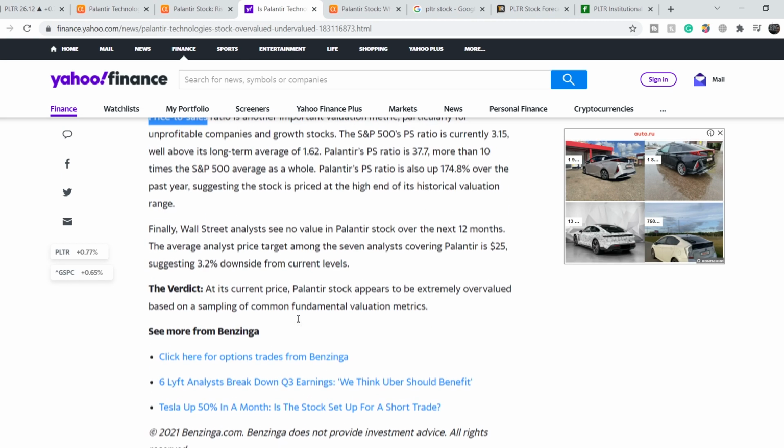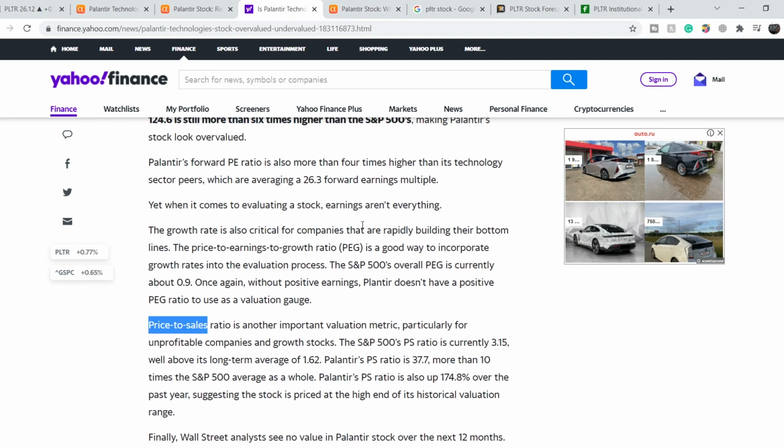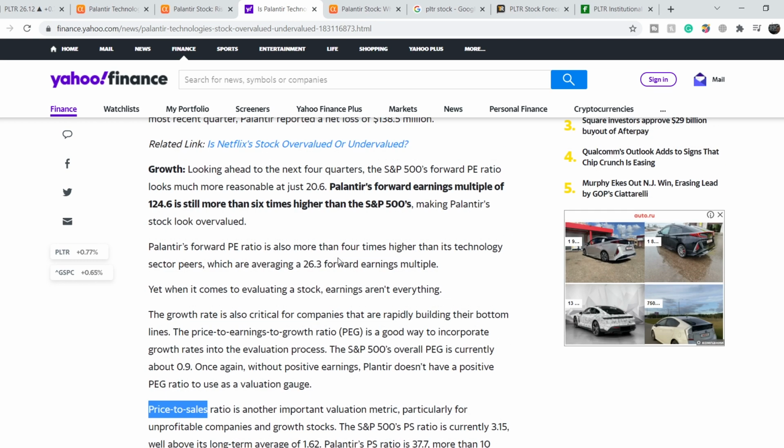And let me quote you the verdict. At its current price, Palantir stock appears to be extremely overvalued based on a sampling of common fundamental valuation metrics. And I agree with this statement that using these metrics, this company is overvalued. But I have some counter arguments about its price, and I will show you in just several minutes.